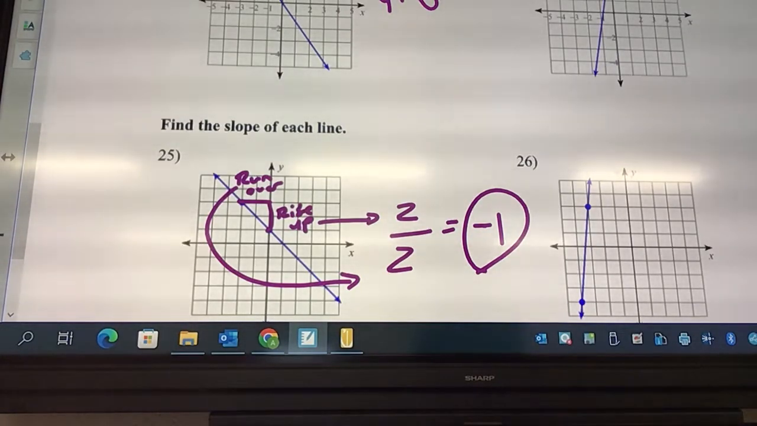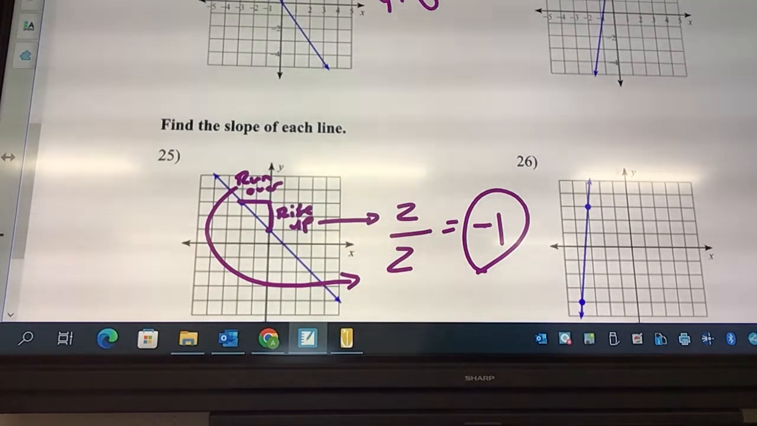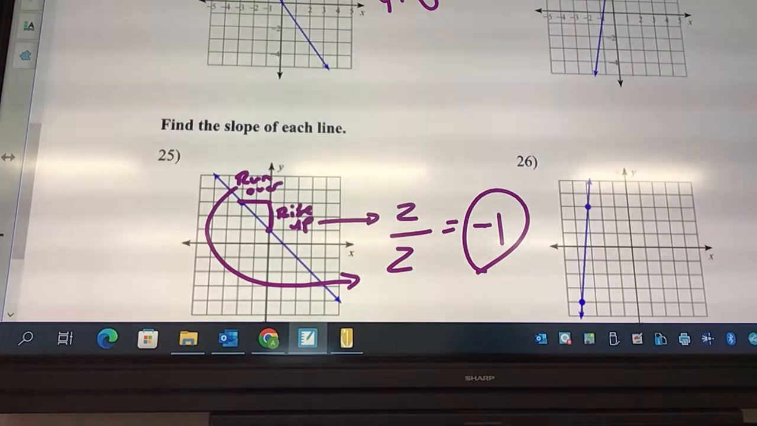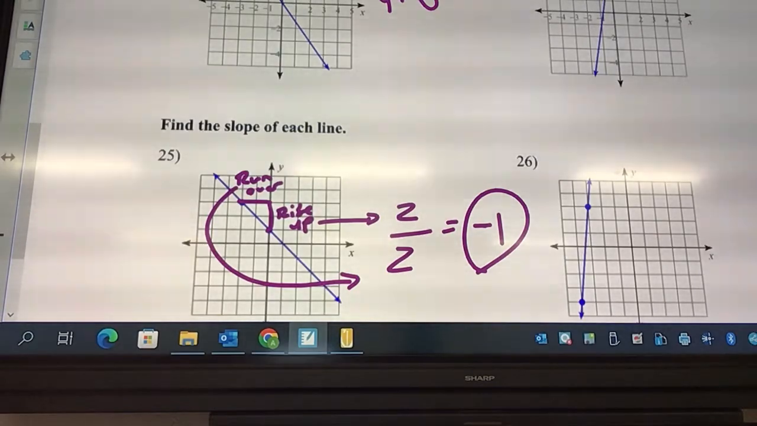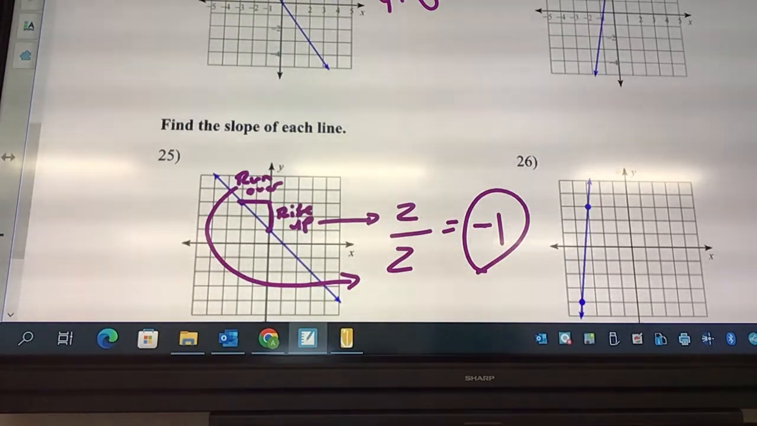We're halfway. Halfway? I know. Some of them go really fast. Some of them don't. Are we running for 27? Yeah.